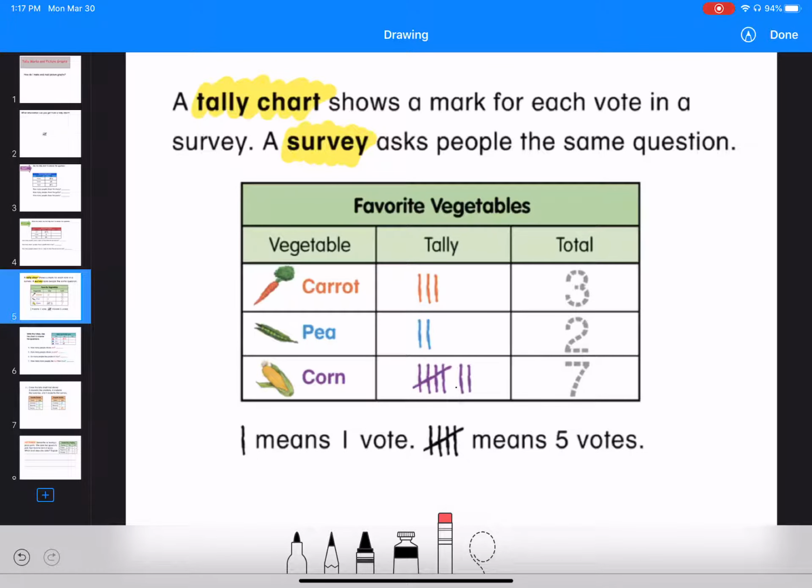Okay, a tally chart shows a mark for each person's vote in a survey. A survey asks people the same questions. For example, look at this tally chart. This person surveyed, which is your favorite vegetable? Carrot, pea, or corn? So they have to ask that exact same question to everybody they survey. So let's say I asked you the question, which vegetable is your favorite? Carrot, pea, or corn? I have to make sure I ask everybody that exact same question. So if you look here, 3 people chose carrot, 2 people chose pea, and 7 people chose corn.